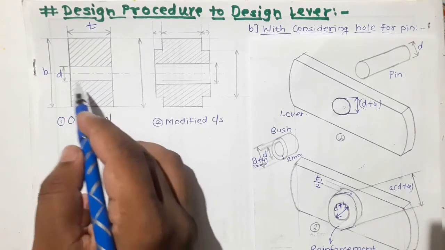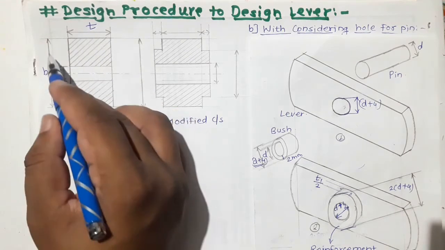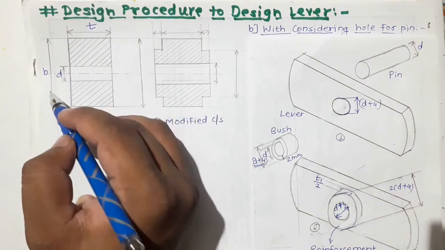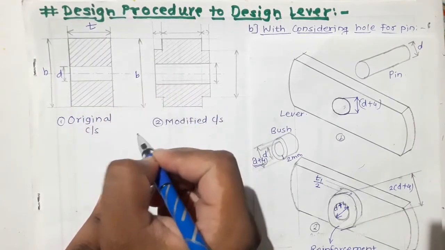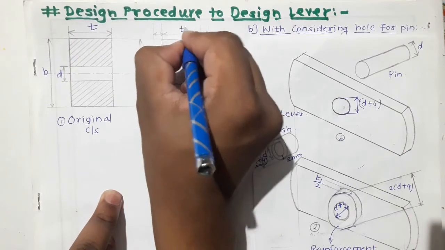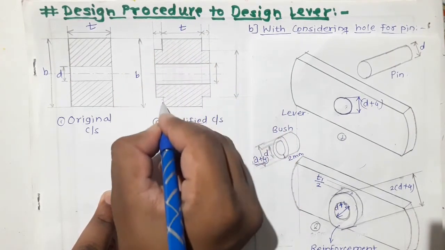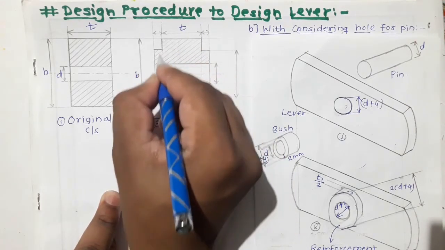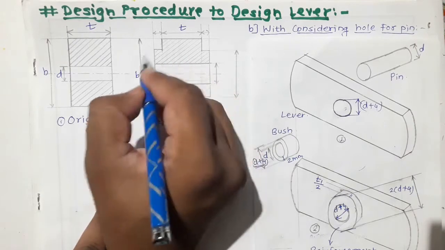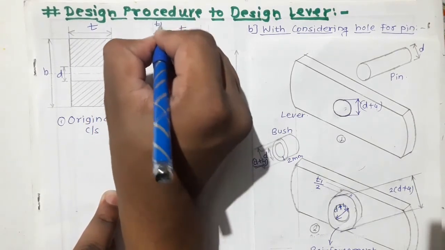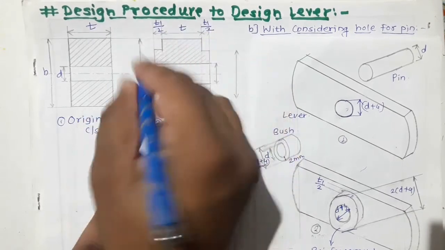Now we have to modify this cross section. In order to modify it, we have to increase the thickness by keeping the width b constant, so the width remains the same for the modified cross section. The original thickness is t, and this is the area of the original lever arm cross section. We have to increase the thickness on both sides: t1 by 2 on the left side and t1 by 2 added on the right side.